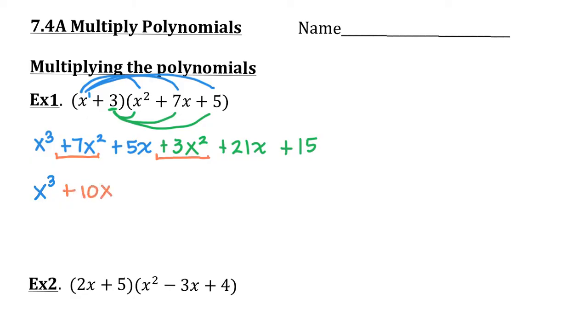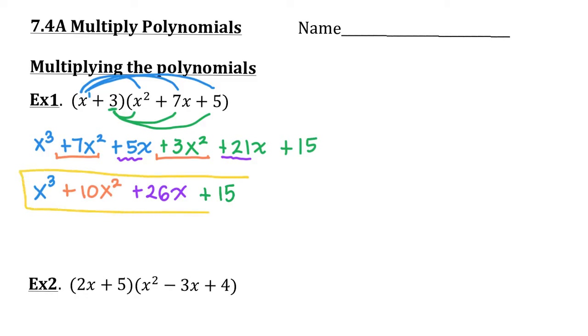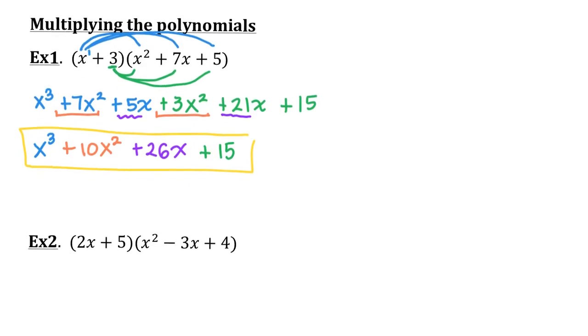And let me check the x's now. I have positive 5x plus 21x, so I have positive 26x now. And then that 15 at the end is just going to stay at the end. And then this is a nice answer. It's actually in standard form, which it didn't say it had to be, but it's always nice to have it in standard form. Okay, I'm going to go ahead and do example 2.